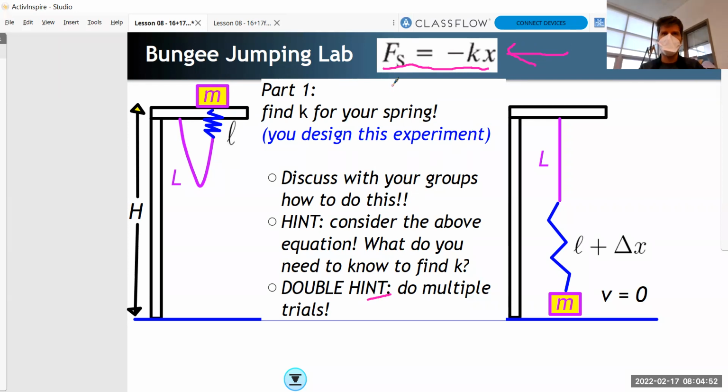So take a couple minutes and discuss how you're going to do that. Come to some kind of consensus in your group. There's going to be some additional information on the lab sheet.